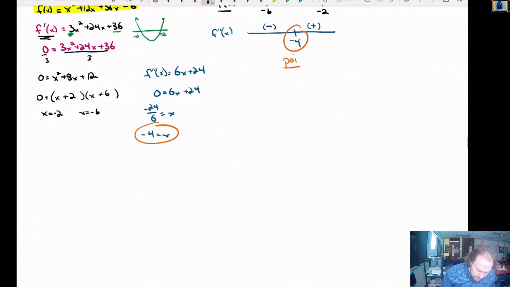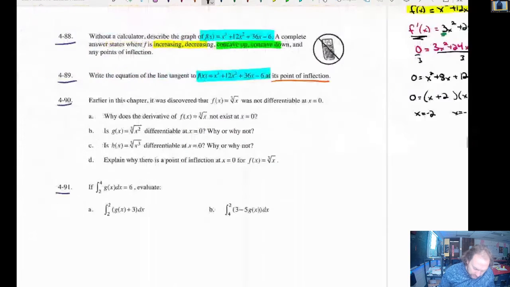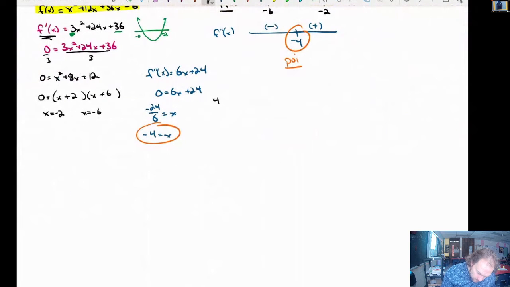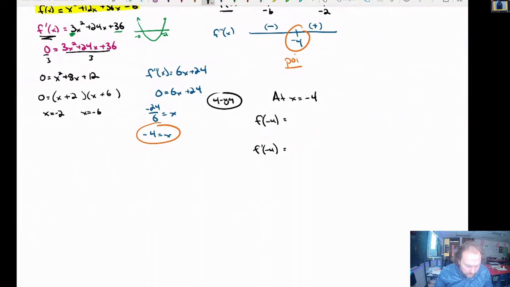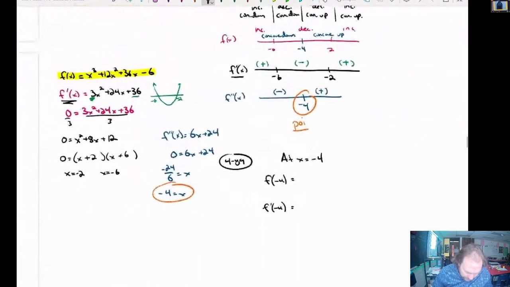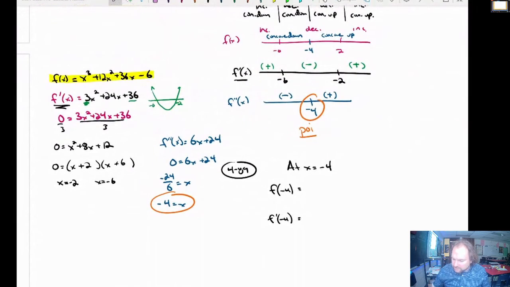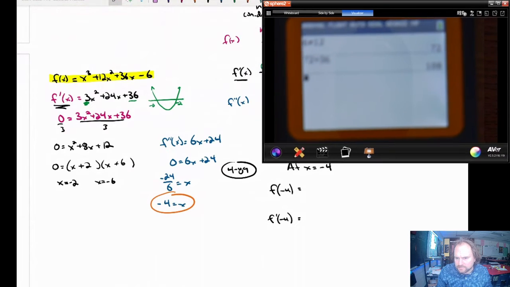So for this next question, which is 489, we are investigating what's happening at x equals -4. We're going to need to know what f of -4 is and f prime of -4 is to write the equation of this line. The original function value at -4. I'm going to use a calculator now because it says I'm allowed to. I'm going to bring calculator cam up here so you can see what I'm doing.